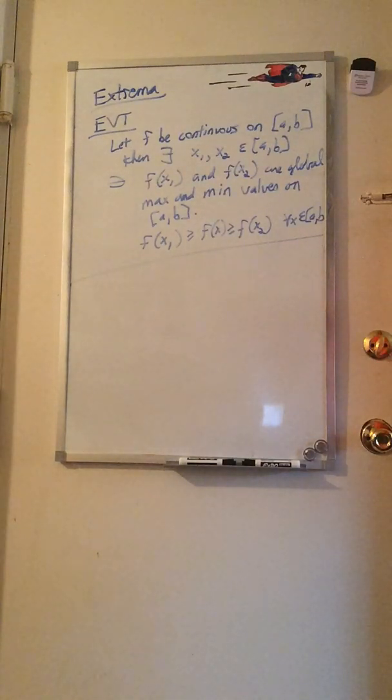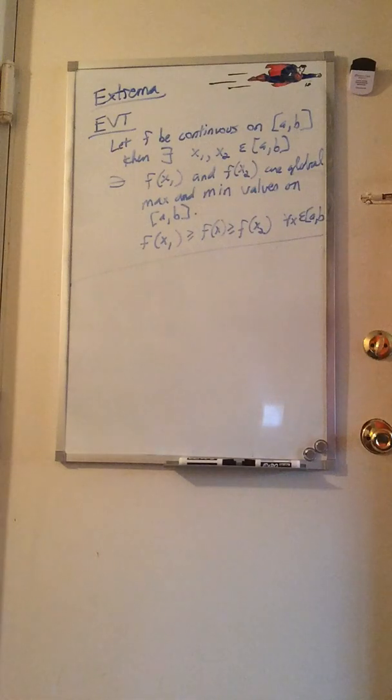So, let f be continuous on a closed interval. If it's continuous on a closed interval, then there exist two points, x1 and x2, such that f of x1 and f of x2 are the global max and min values on the interval, and f of x1 is greater than or equal to f of x is greater than or equal to f of x2 for all x in the interval.